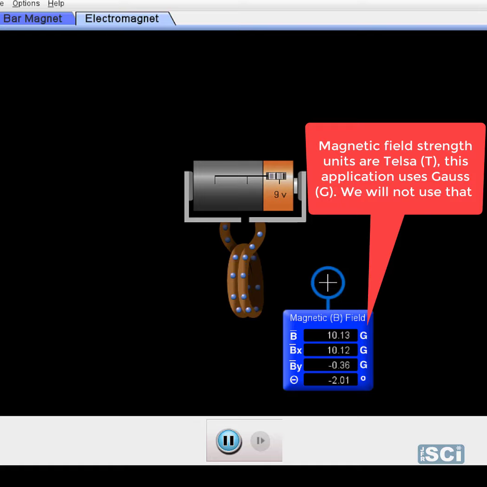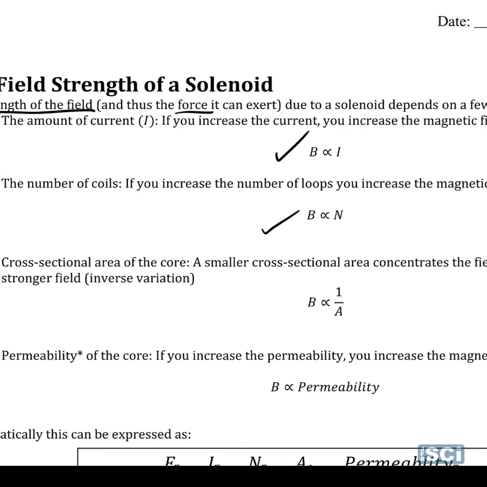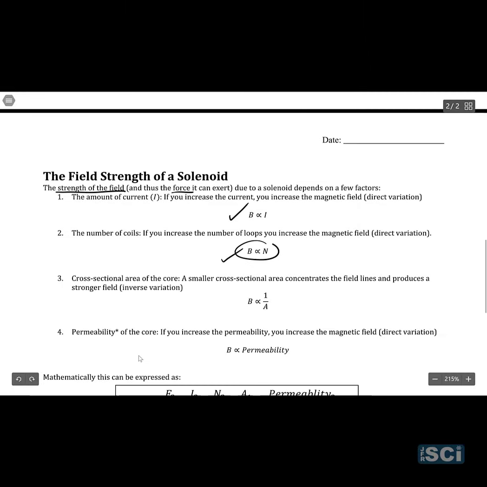So if I increase one more time, it should increase by about 5.06. And there it goes again. And one more time, you'll notice that it increases by the same amount. So what does that mean? That means that the number of loops is linearly dependent on the strength of the magnetic field.